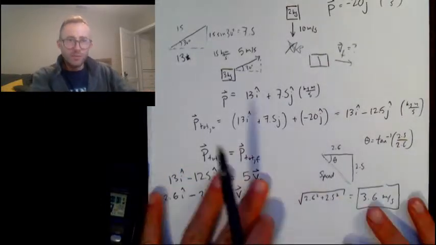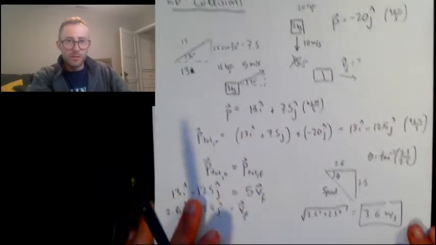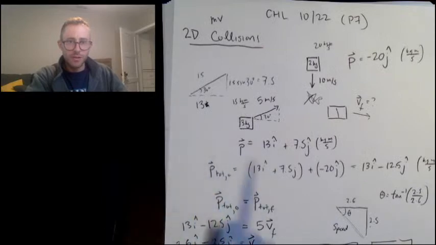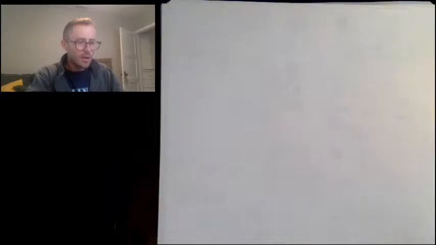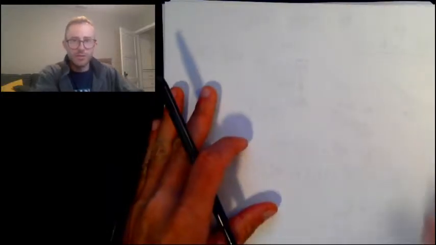So that's how you do two-dimensional collision problems. It's pretty straightforward. It's just an application of trigonometry. So that's the first part of my lesson. By the way, today's lesson is going to be pretty short and sweet.